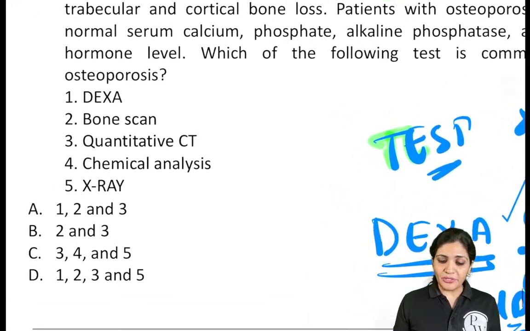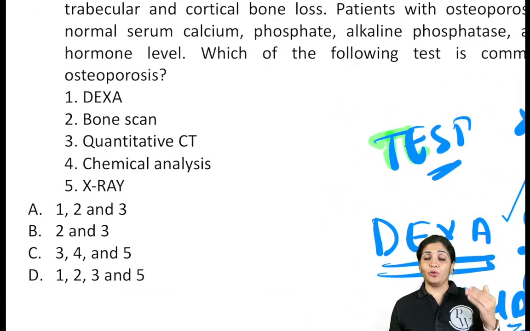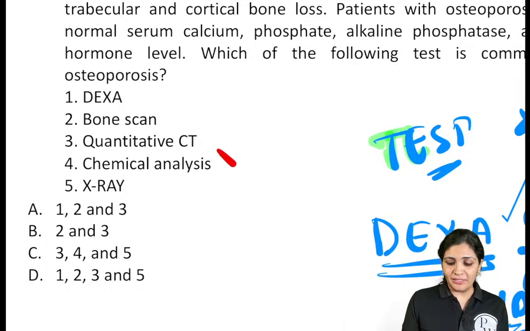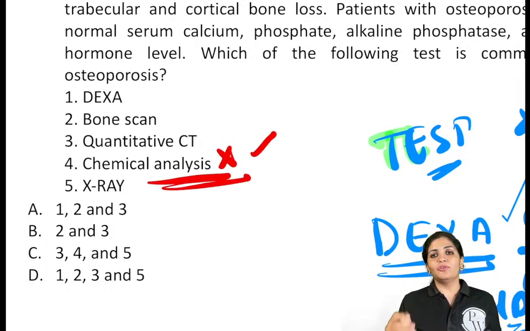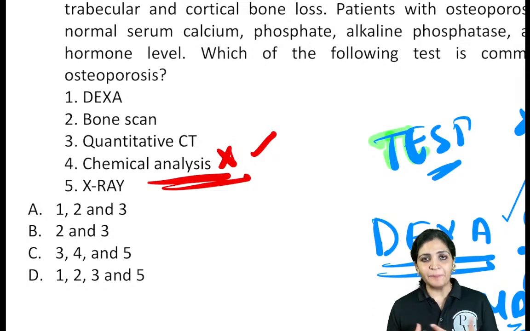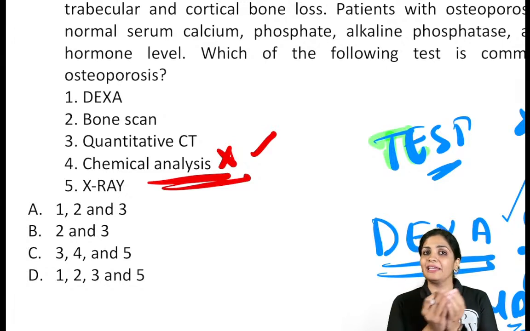So you go for a bone scan, a DEXA scan, sometimes a quantitative CT scan and X-ray. What you don't do is chemical analysis, which will not lead anywhere, because no chemical abnormalities are detected in osteoporosis. Because what is the bone doing? The bone is robbing calcium from the bones and giving it to the blood.